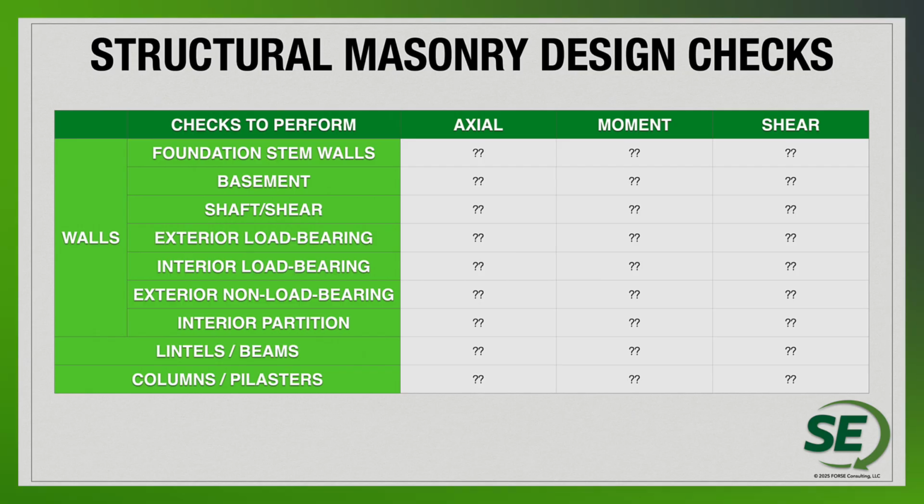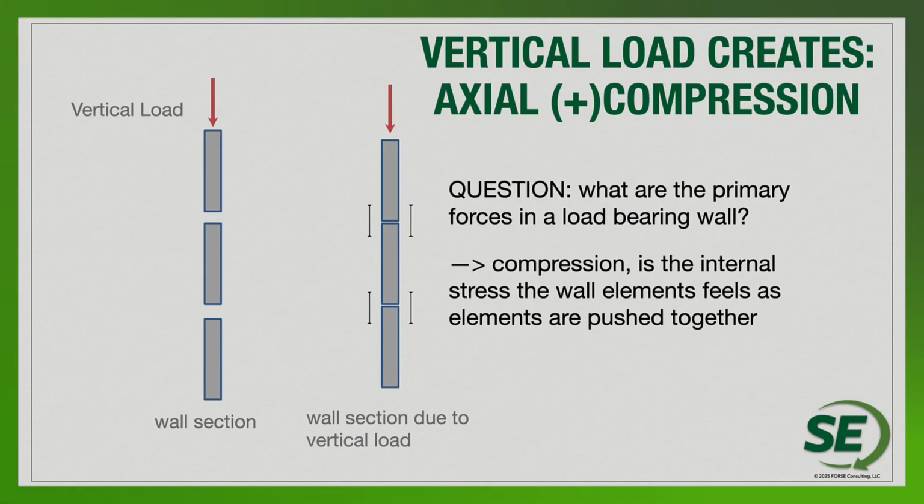We have axial forces on walls. We have moments: in-plane moments and out-of-plane moments. And then we also have shear stresses and forces that we have to check. What are axial forces? Stepping back to the basics a little bit, any vertical load that you place on a wall element or on any element is going to cause those elements to want to compress or push together. That compression is something that we need to check for concrete masonry design elements.